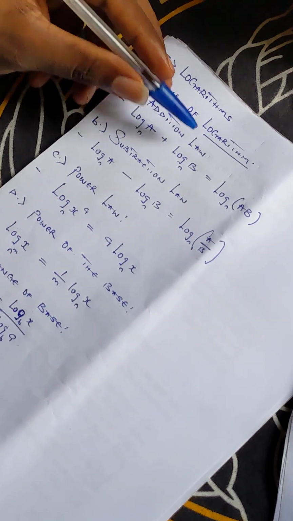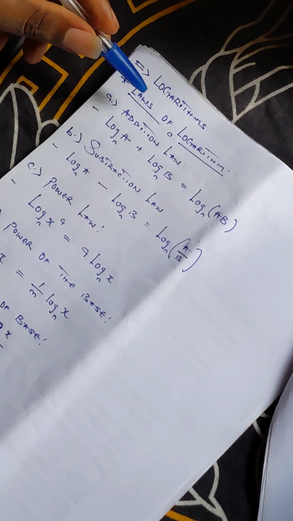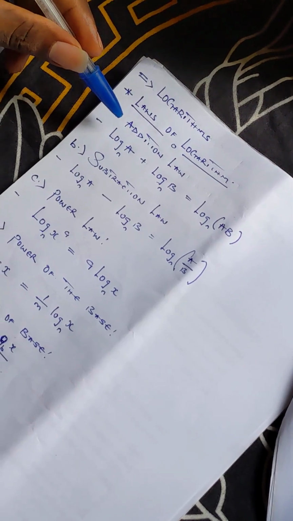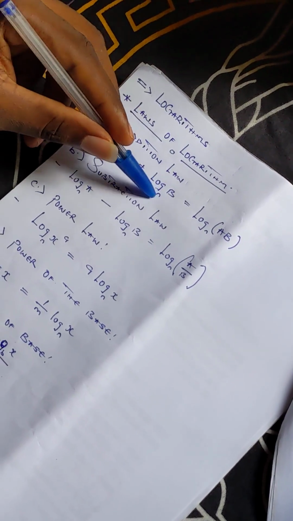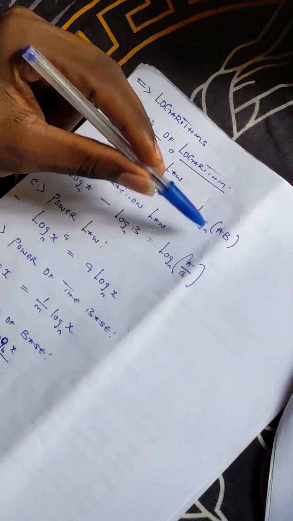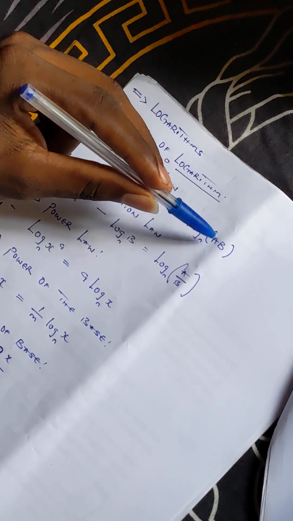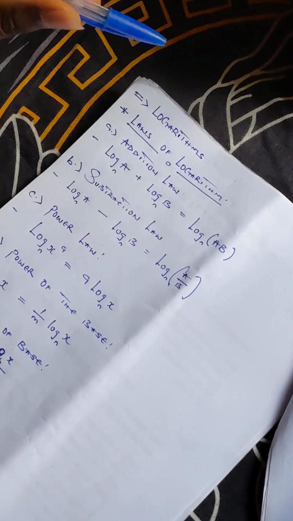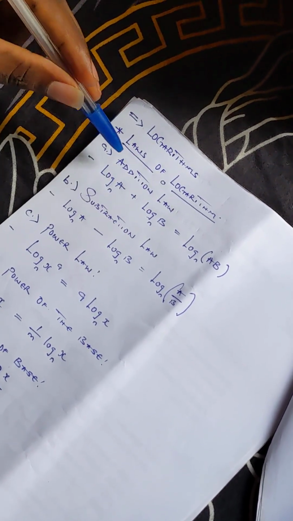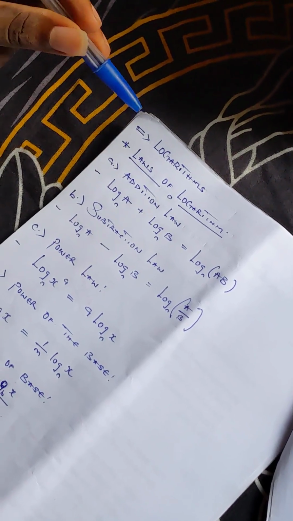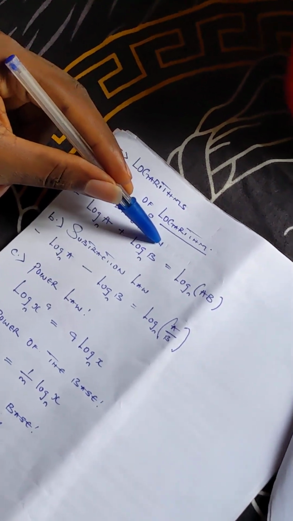We have the addition law. What does the addition law state? Addition law states that log a base n plus log b base n is equal to log n brackets a multiplied by b. Now, what does this mean? It means that when you add two logs of the same base, the log will automatically multiply. That's what the addition law is trying to say.